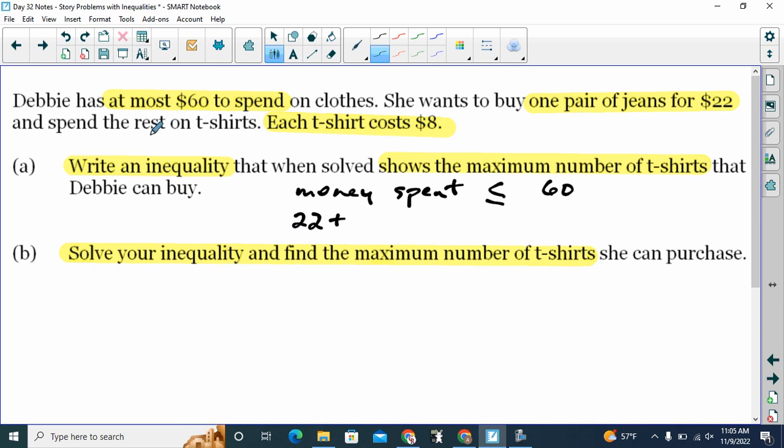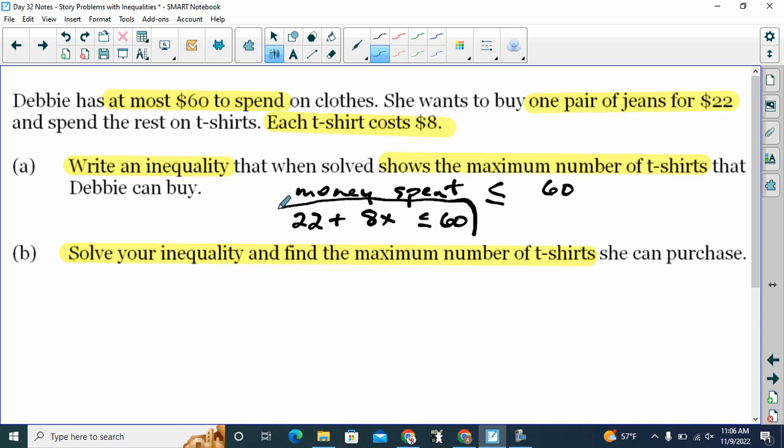Plus, she's also spending money on t-shirts. She's spending $8 on each t-shirt. Well, we're not just going to put 8 here because 8 would imply that she's just going to spend that $8 one time. She needs to spend $8 on each t-shirt. So because she's spending that $8 over and over again on the number of t-shirts she buys, we're going to put 8x. 22 plus 8x is less than or equal to 60.